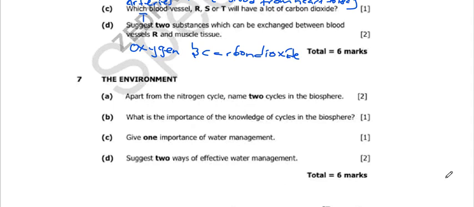Question number 7 has to do with the environment. Question A, apart from the nitrogen cycle, name two cycles in the biosphere. So in the biosphere, we would talk of the oxygen cycle as well as the carbon dioxide cycle.